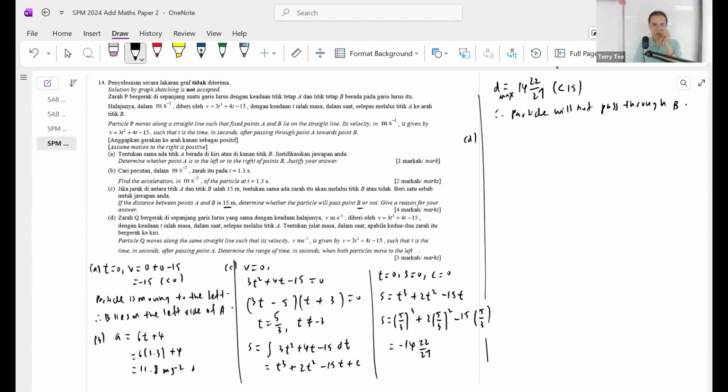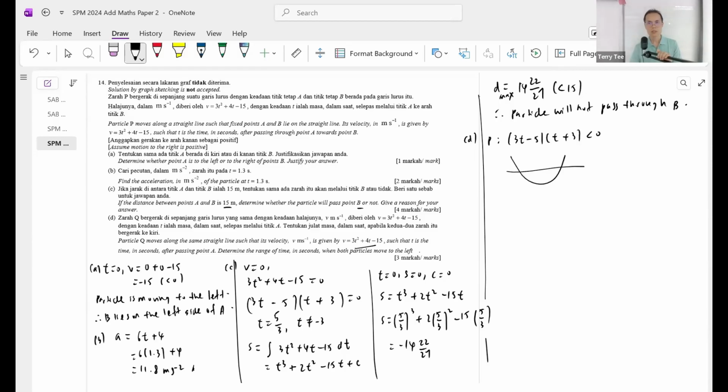D, particle Q moves along the same line such that velocity is this, such that t is 9 seconds after passing through A. Find the range when both particles are moving to the left. Okay, so we actually already have the first answer for the first particle P. When V is moving to the left, this is now less than 0.